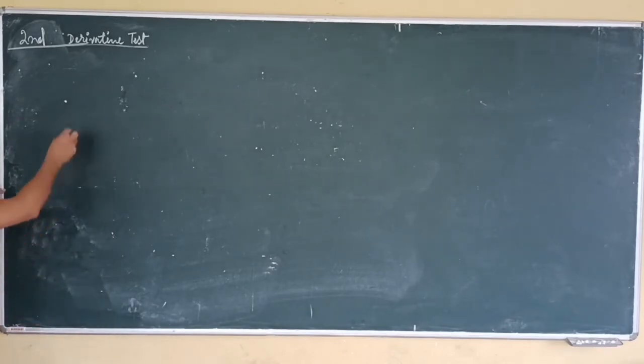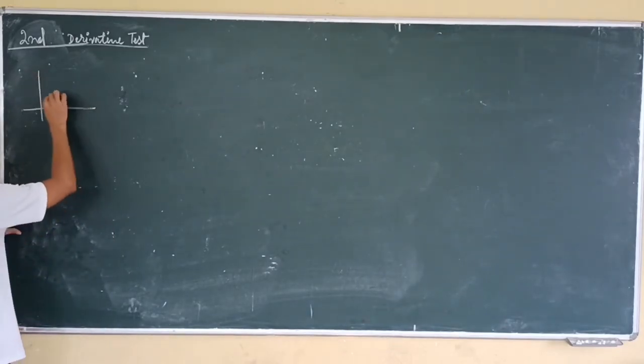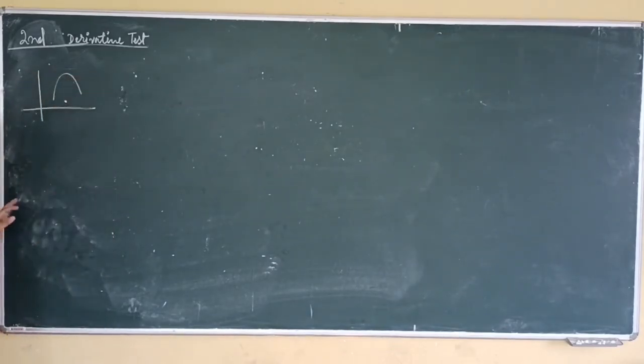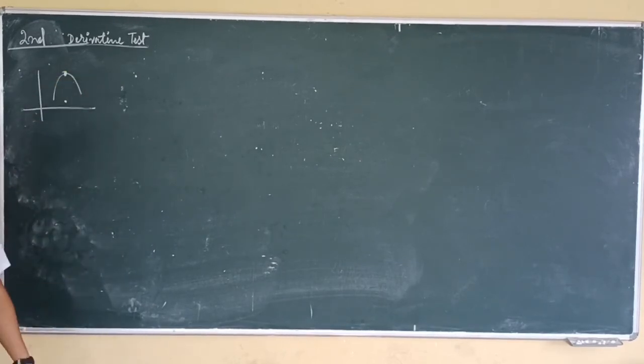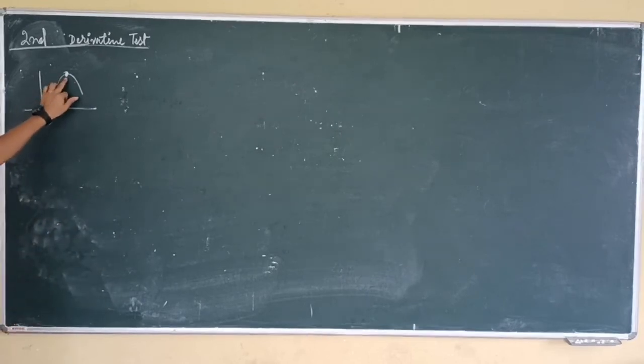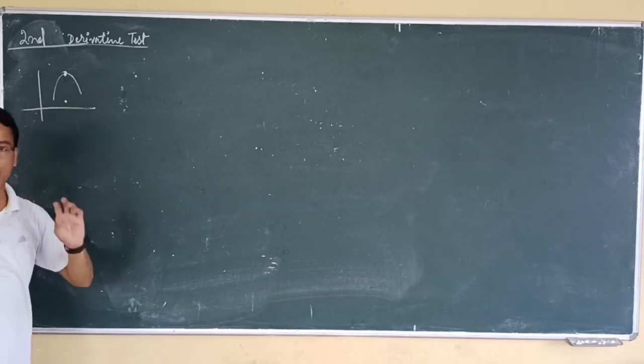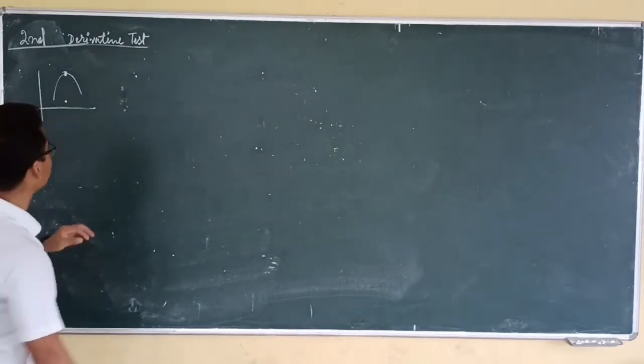Okay, so we know that when the graph is like this, then this point is a maximum point, and we also call that point a critical point. This point is a maximum point of a function, and if you find the value at this point, then we will call it the maximum value of the function.